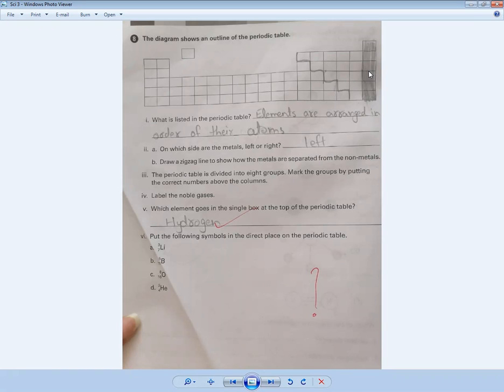So in your workbook, this is group 8. You also have written here group 8, and you have to shade all these gases. Okay, so you have to shade in your workbook. Okay, come to the next question.